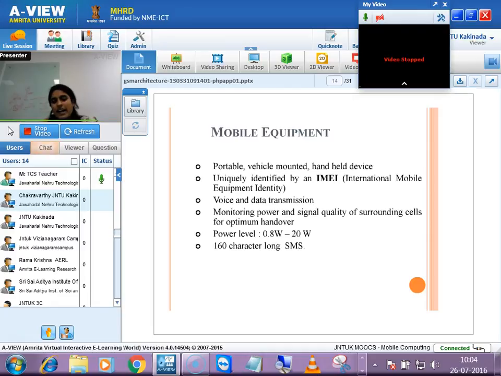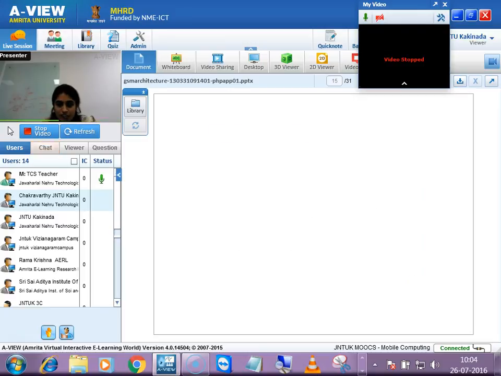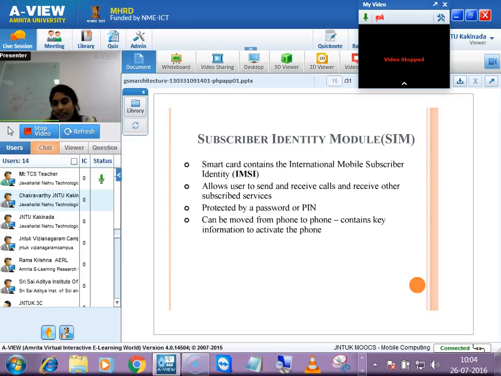And what are the power levels, and how long an SMS will be supported. A 160 character long SMS will be supported in GSM by the mobile.